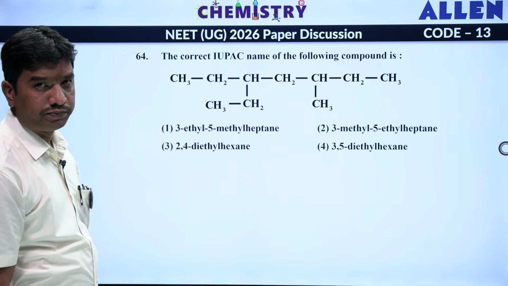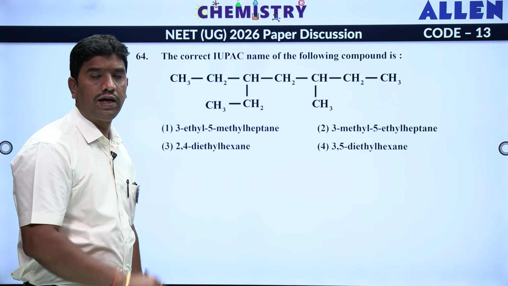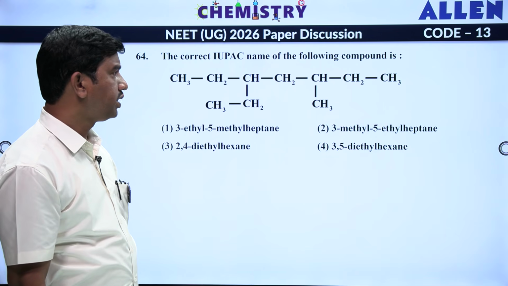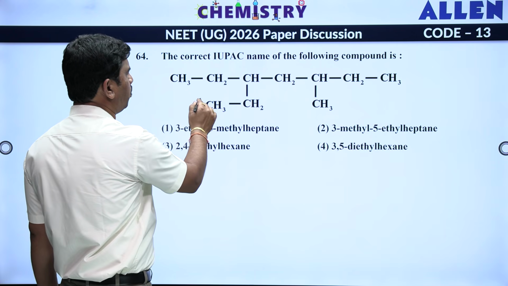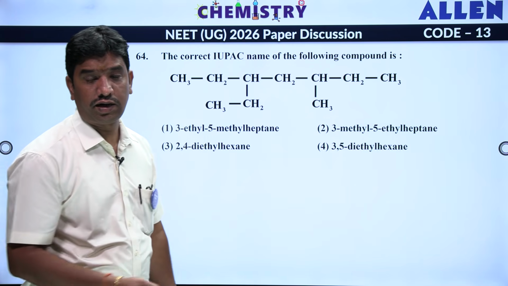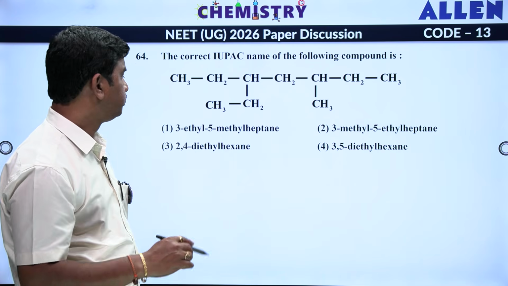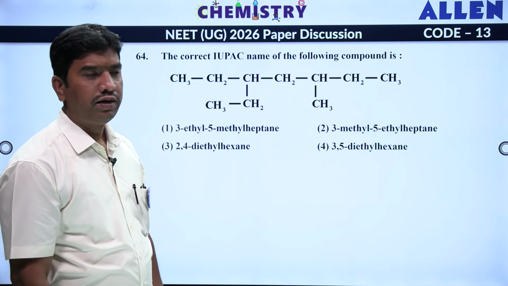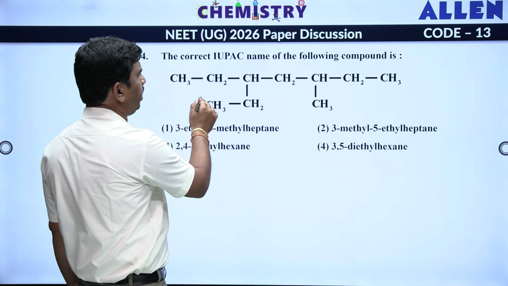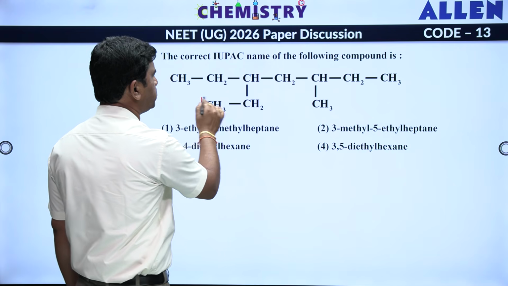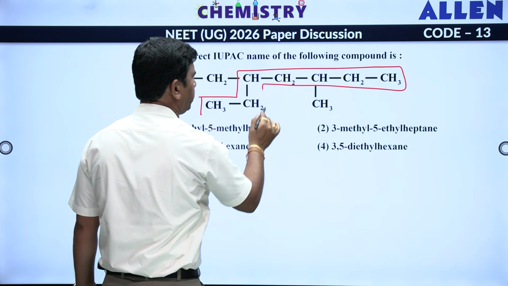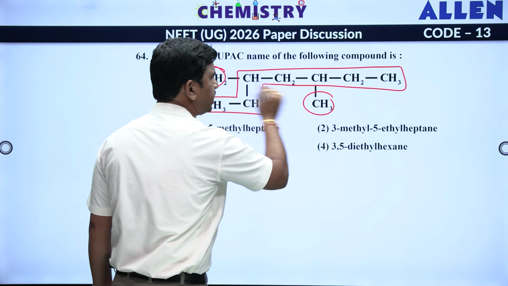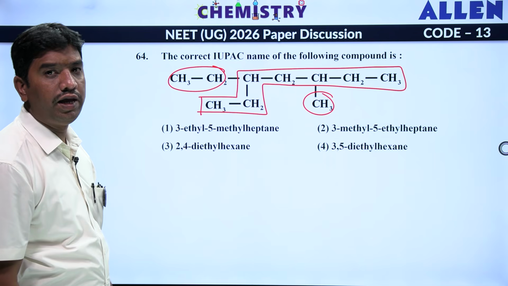And the next one. This is once again an IUPAC nomenclature question from first year GOC, and most faculties have discussed it in class notes. You people know this question, right? Find out the longest chain here. This is the longest chain, a 7-member chain, and here this is one branch and this is another branch. There are 2 branches available here.